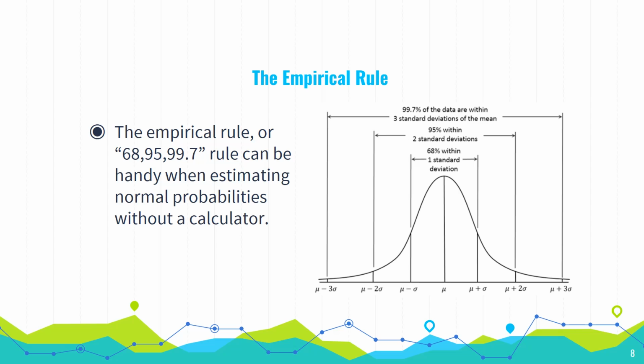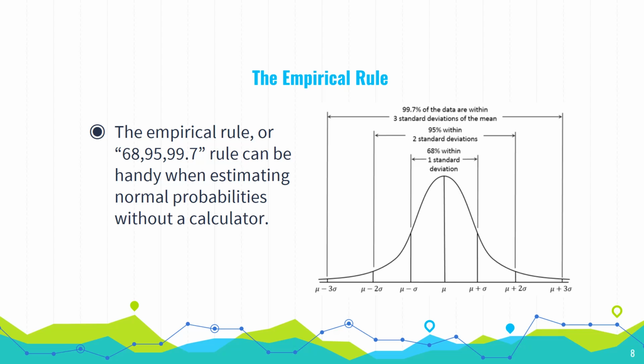The empirical rule is the next important thing to know about the normal distribution. It is a rule of thumb that is very handy for estimating probabilities from the normal curve. The rule of thumb, the empirical rule, is sometimes called the 68-95-99.7 rule.